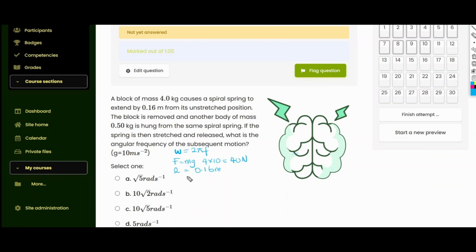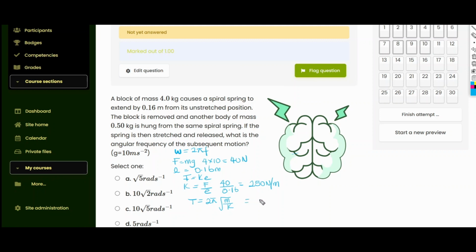So we need to find our force constant from Hooke's law. You know that F is equal to Ke. So K will be equal to F over e. That is going to be 40 divided by 0.16, which gives us 250 Newton per meter. Now we're going to find the relationship between the mass and the force constant. So we're going to use T is equal to 2 pi root m over k. This is one of the formulas we use in simple harmonic motion, and we have to get acquainted with some of these relationships.